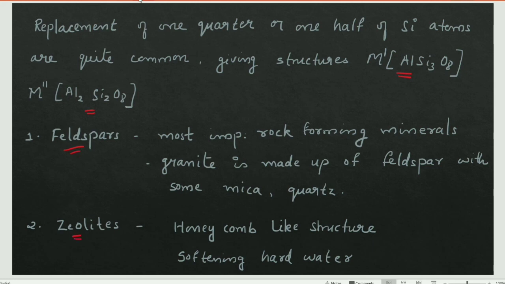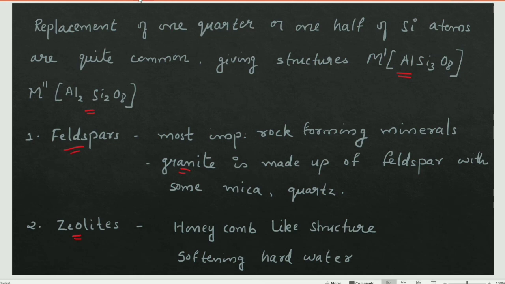First one, feldspar. The most important rock-forming mineral is feldspar, and granite is made up of feldspar with some mica and quartz. So the compound which contains feldspar is granite.